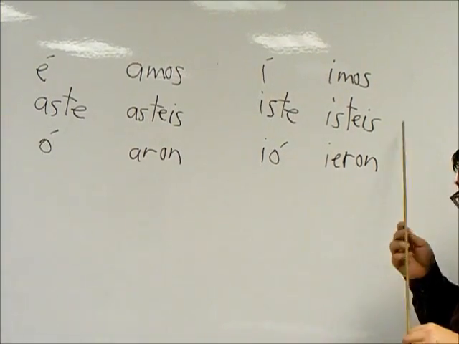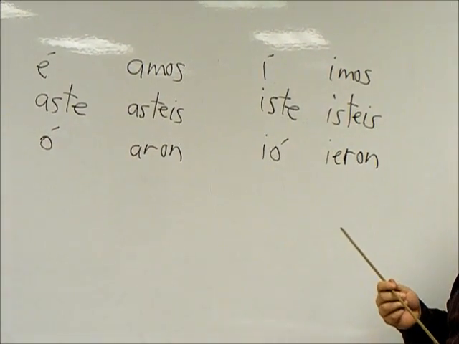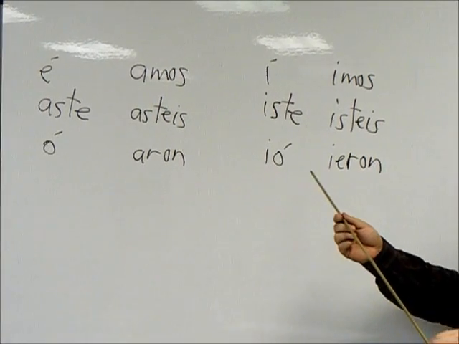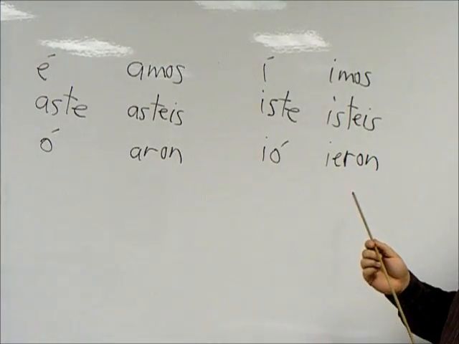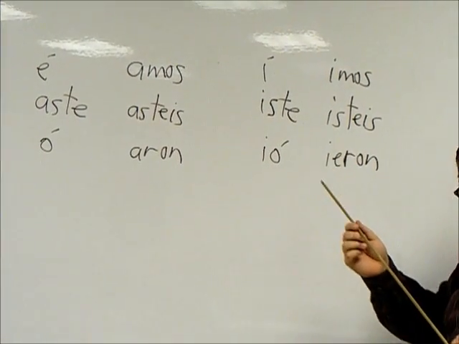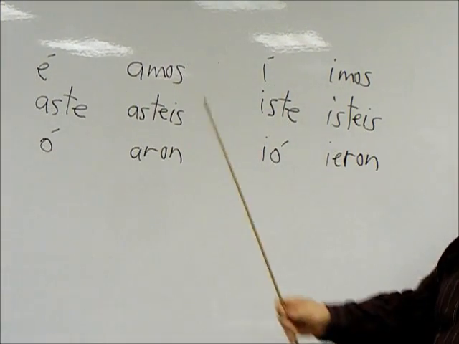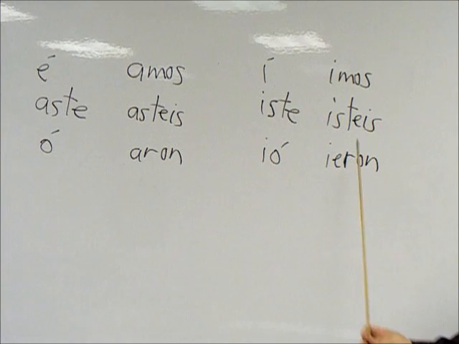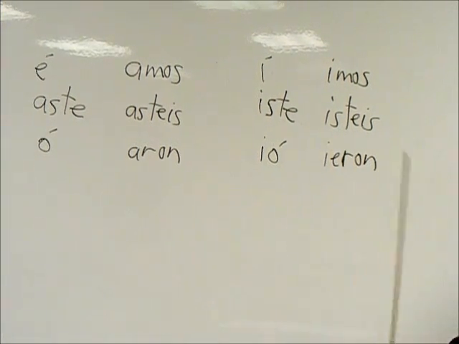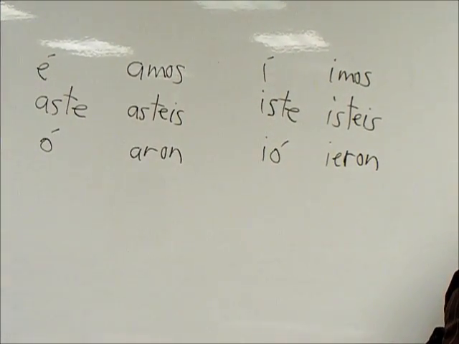Or I might say, they opened the windows. Ellos abrieron las ventanas. So I do my stem of abrir plus my endings, and that's how I get that in the preterite. And these endings are for the AR verbs, and these six here are for both ER and IR verbs in the preterite.